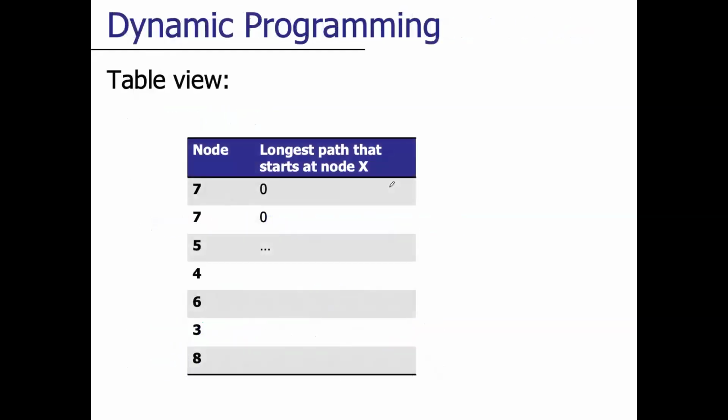And this is great if we look at the table view. Each of the nodes reflects the definition of the subproblems, right? We have different nodes: 7, 7, 5, 4, 6, 3, and 8. The subproblem is finding the longest path starting at node X. For the last node, the length starting from it is already 0, so we just put these results. This is a table view of the subproblems.